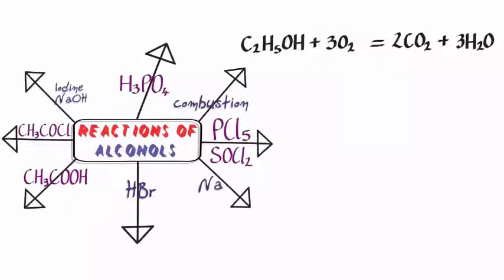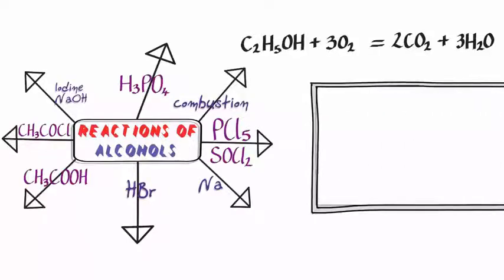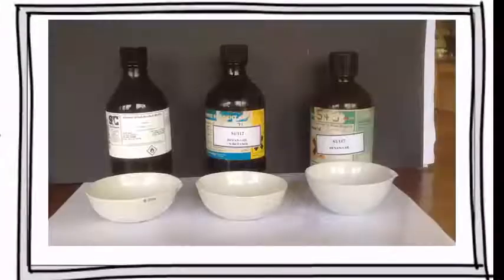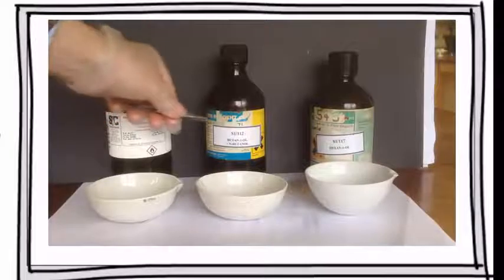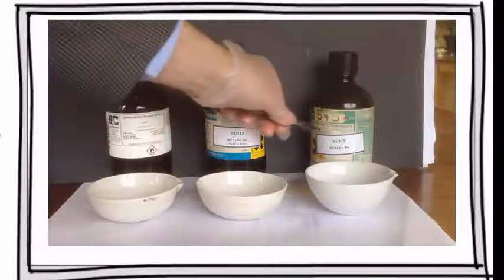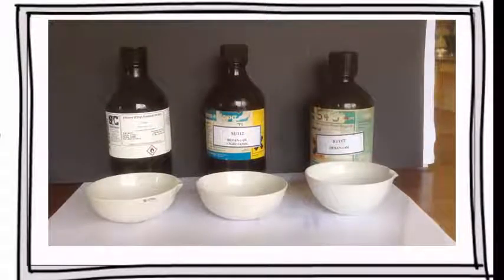So let's make a start, and I begin with complete combustion of an alcohol. There's the equation for the complete combustion of ethanol, forming carbon dioxide, water, and of course energy. Let's look at the combustion of three alcohols. On the left there I have ethanol, in the middle butanol, and there hexanol. So the number of carbons is increasing as we go from left to right.